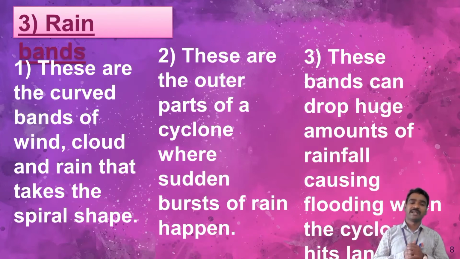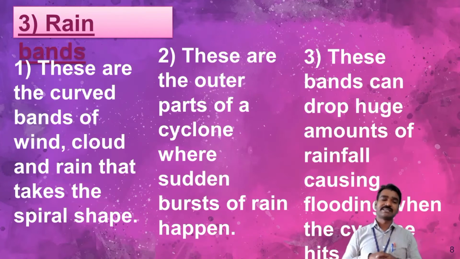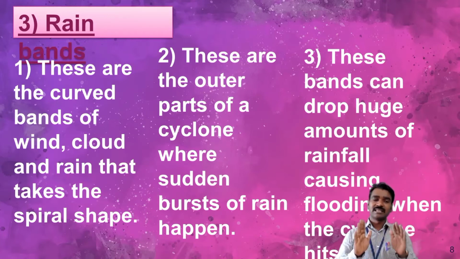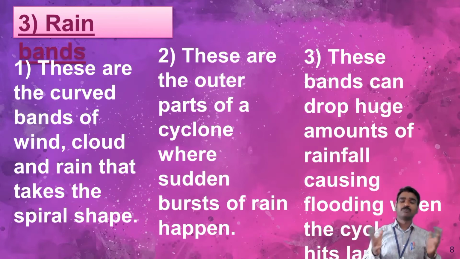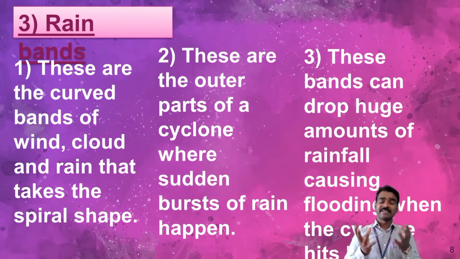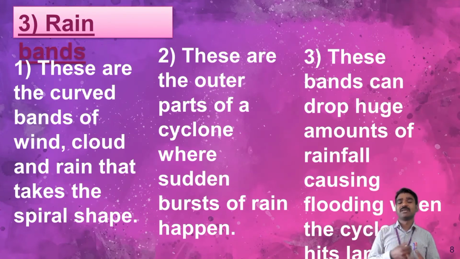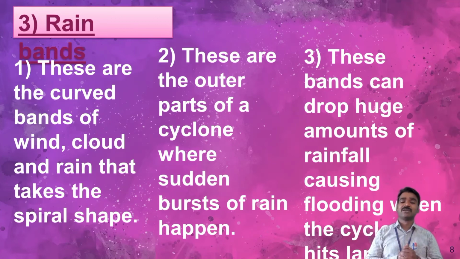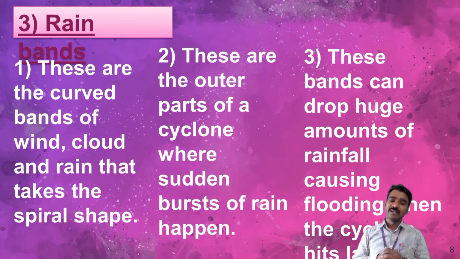Now let's move ahead to the third part of the cyclone. Relatively it is less destructive, and this is the outermost part of the cyclone, and this is called the rain bands. These are the curved bands of wind, clouds and rain that take a spiral shape. In spiral shape you will find this part of the cyclone, which consists of wind, clouds and rain. This is called the rain bands.